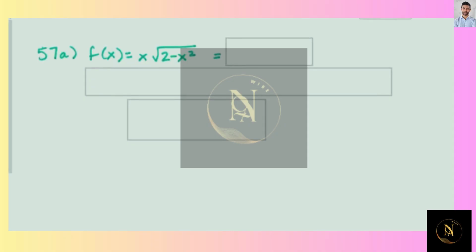All right, here we have our function f of x equals x times the square root of 2 minus x squared. We want to find its derivative. So first I'm going to write it as x times (2 minus x squared) to the 1/2 power. And then to find the derivative, we're going to use the product rule.